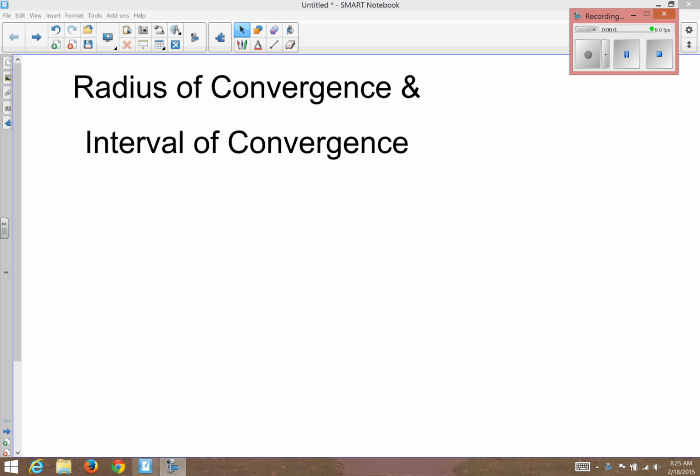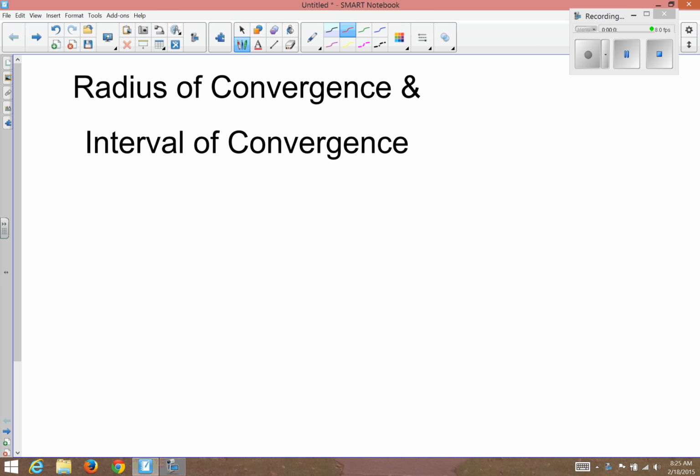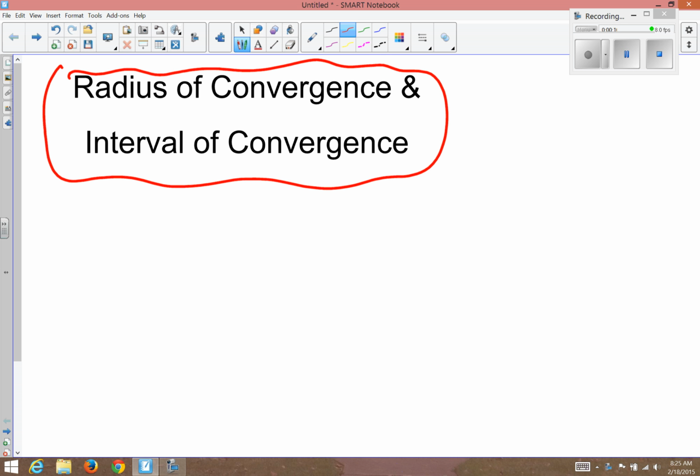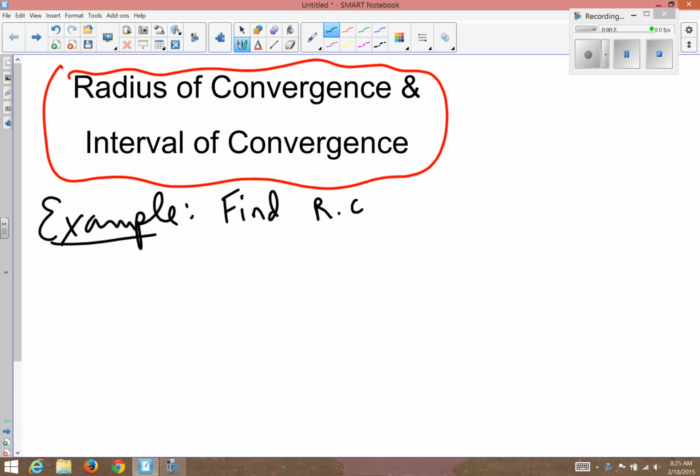Radius of convergence and interval of convergence. Here's an example. Find the radius of convergence and the interval of convergence for this series, this power series.